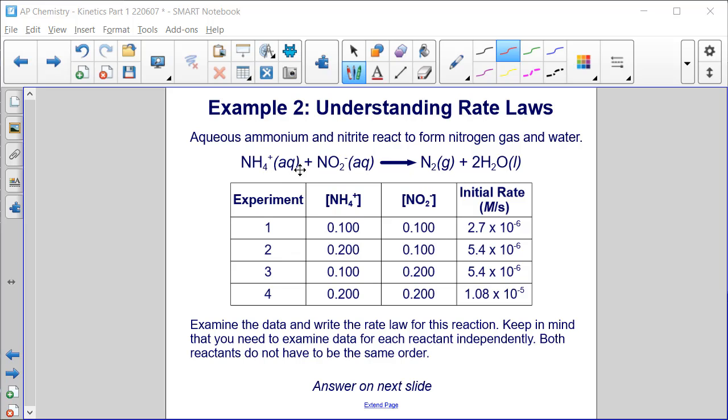There are 2 reactants here, okay? So we have data for initial concentrations for both reactants, and then we're also measuring experimentally the initial rate of the reaction. So examine the data and write the rate law for this reaction. Keep in mind that you need to examine data for each reactant independently because both reactants do not have to be the same order. So, similar to the last example, there are some qualitative looks at this data that determine the rate pretty quickly in the following slides, as you can see here.